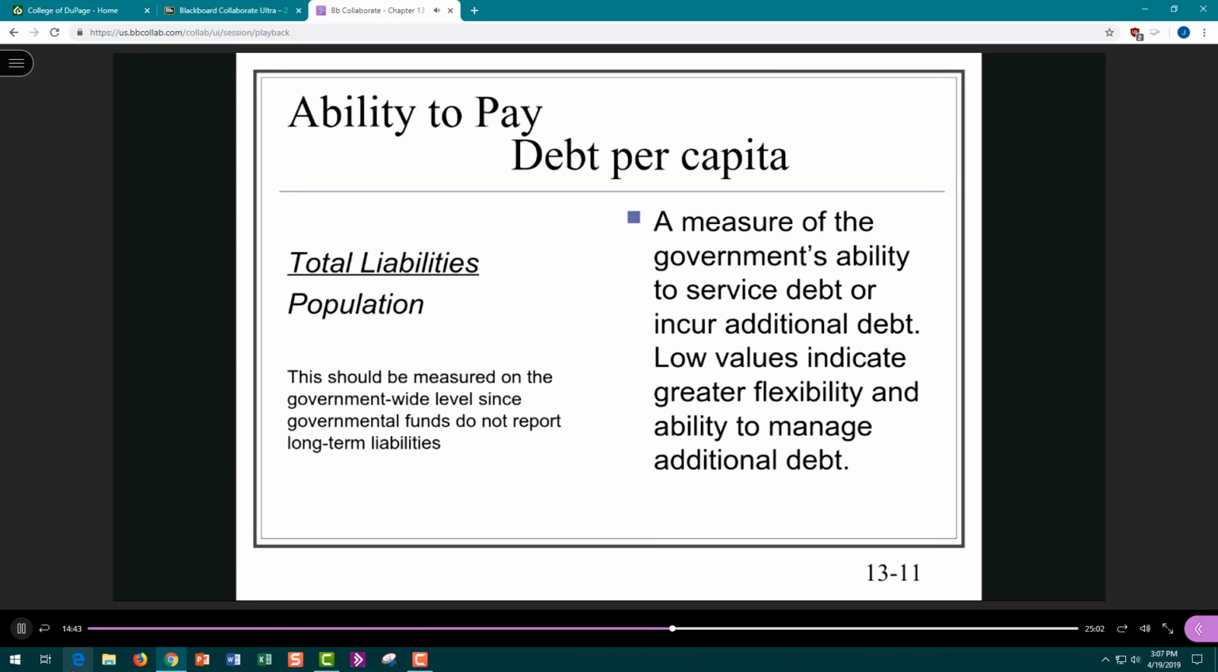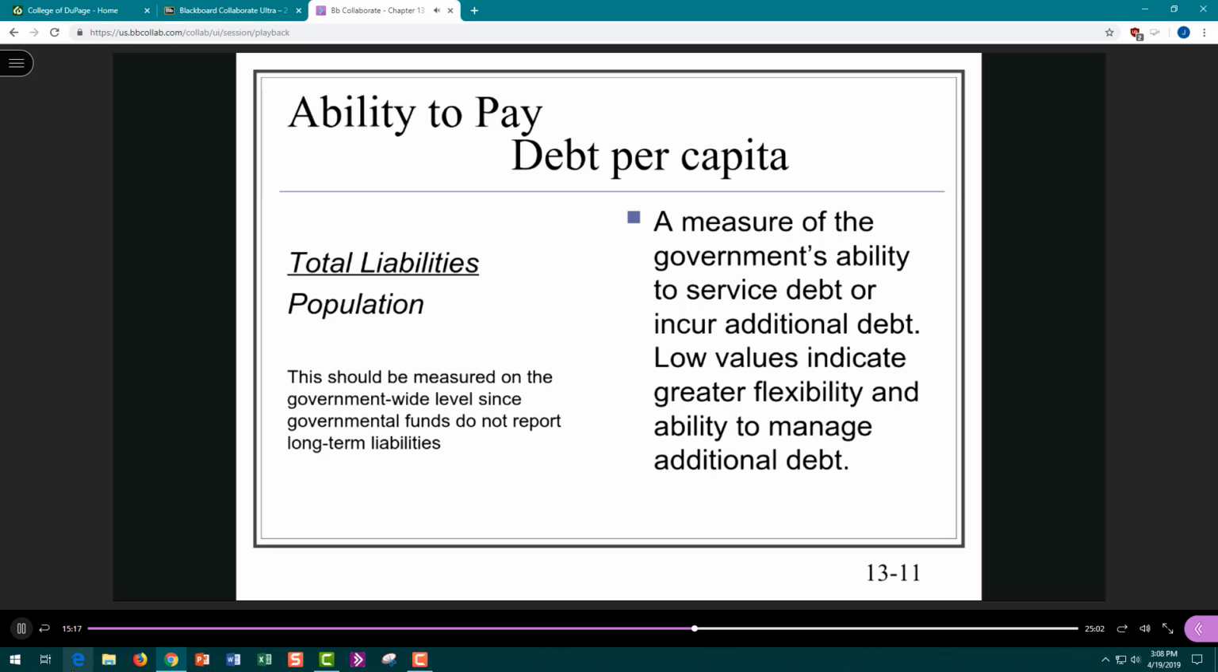Okay, up to this point, we've used all financial statement numbers. To get this next ratio, you may need to go elsewhere to get a number if you were to calculate this. Now, this ratio is the ability to pay, that is debt per capita. This is a number that you want as low as possible. And the numbers that you're getting, you get these from the government-wide statements, because you'll recall that governmental funds don't report long-term liabilities. And that's really what we're trying to get at here.